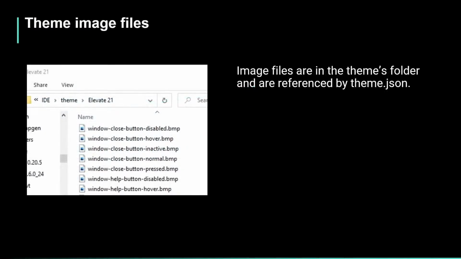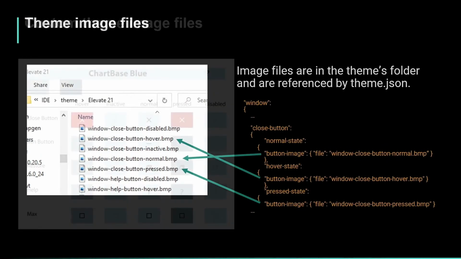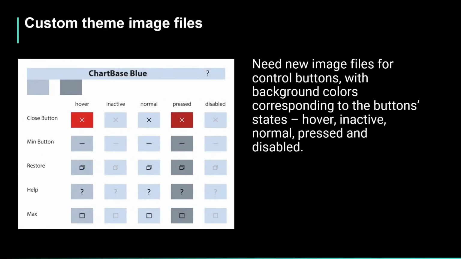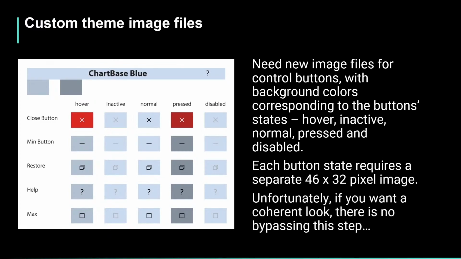The image files are located in the themes folder and are referenced by theme.json. You'll need new image files for all the control buttons, with background colors corresponding to the button's states: hover, inactive, normal, pressed, and disabled. Each button state will require a separate 46 by 32 pixel image. And unfortunately, if you want a coherent look, there's no bypassing this step. So if you're not comfortable doing this yourself, you may need to enlist the help of a graphic artist. I have a sample EPS file that I'll make available as part of the session materials.